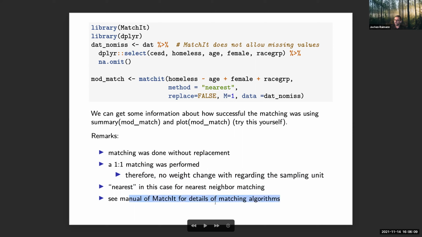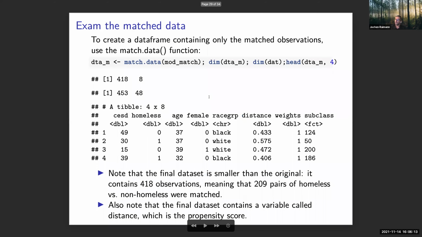And manual matching for different matching algorithms other than nearest. So now we examine the match data. Now we want to see how it compares. We are building a new data frame containing only matched observations. We're getting a significantly smaller data set, which is not too bad.